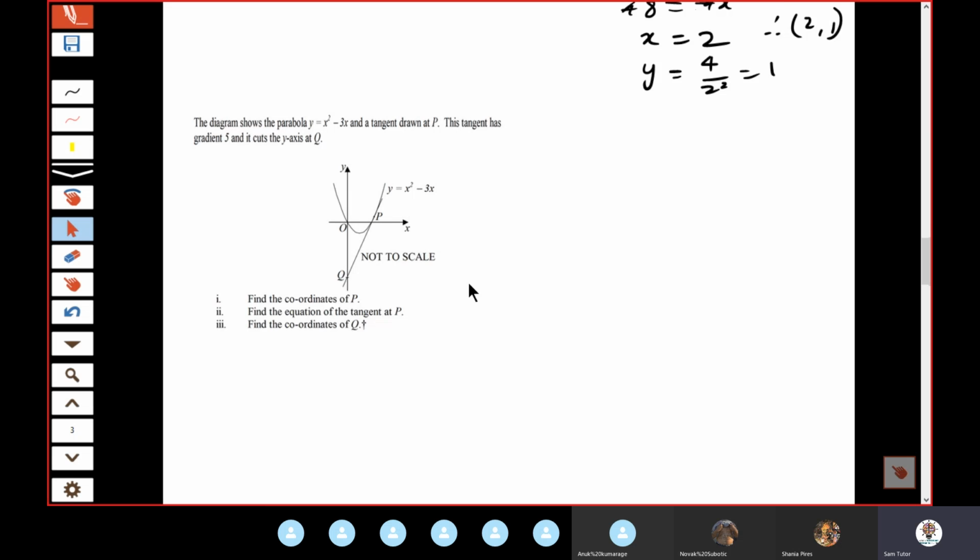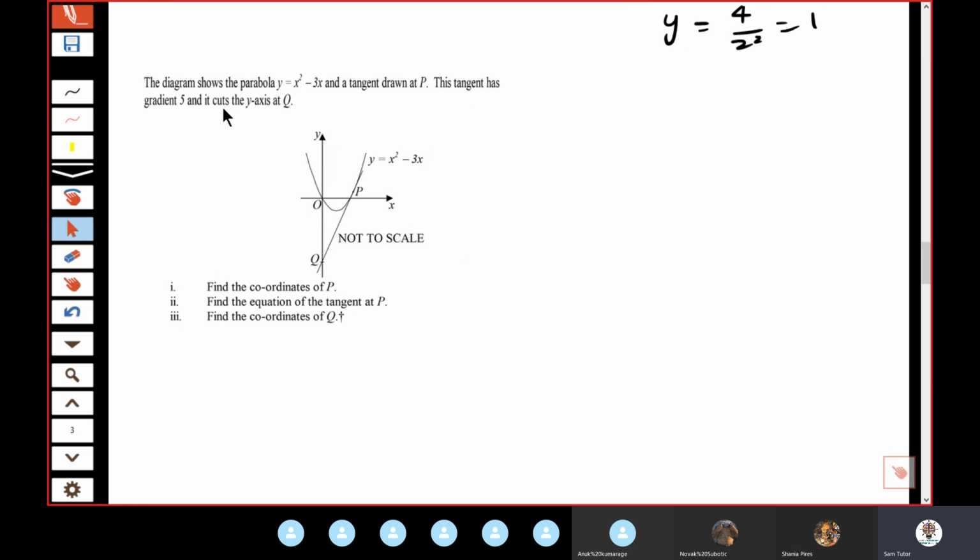Okay, let's have a read. Diagram shows the parabola y equals x squared, take away 3x. And a tangent drawn at P. This tangent has gradient 5, and it cuts the y-axis at Q. Interesting. And then it just says find the coordinates of P.